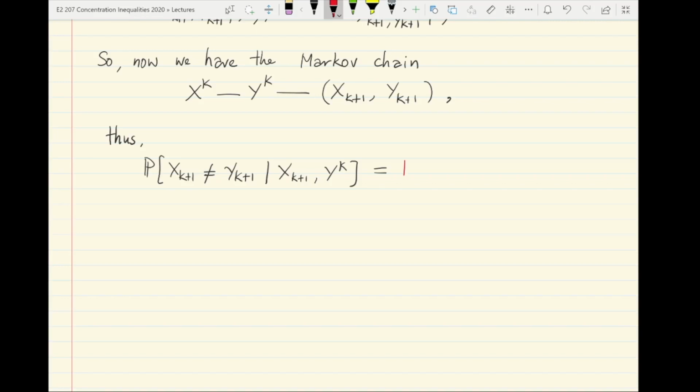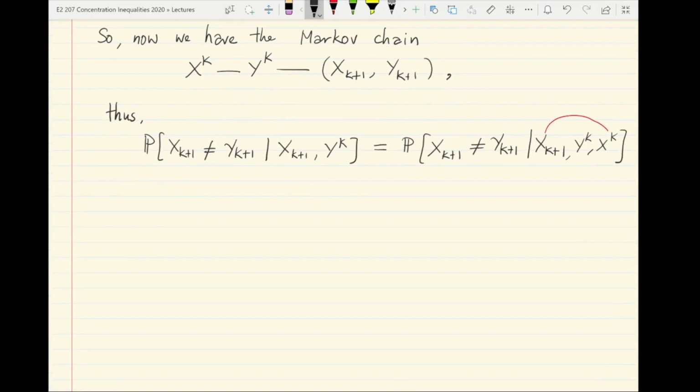So what the Markov chain picture means is that, because of the Markov property, we can add xk plus 1, yk, and we can add for free x1 through k. And now if we just combine these two elements, it's just the entire vector x1 through k.